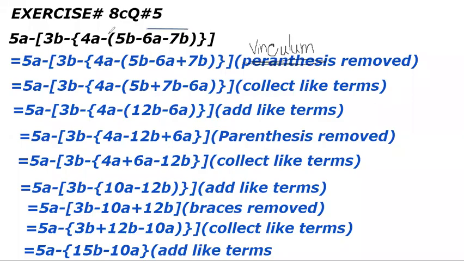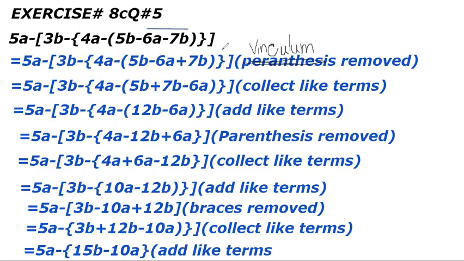Students, now we will do exercise 8C, question number 5. 5a minus square bracket 3b minus braces 4a minus parenthesis 5b minus 6a minus 7b parenthesis closed, braces closed, square bracket closed. And you can see this straight line just like a bar. It is called vinculum. I have repeated it because I think it's a new thing for you.